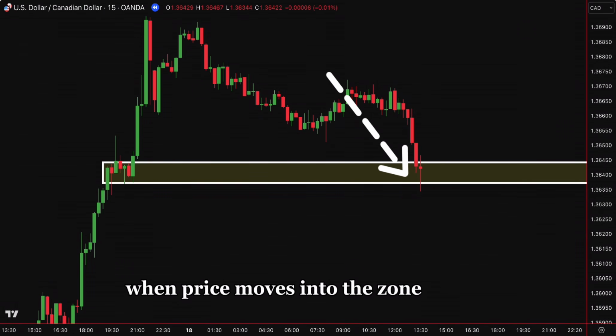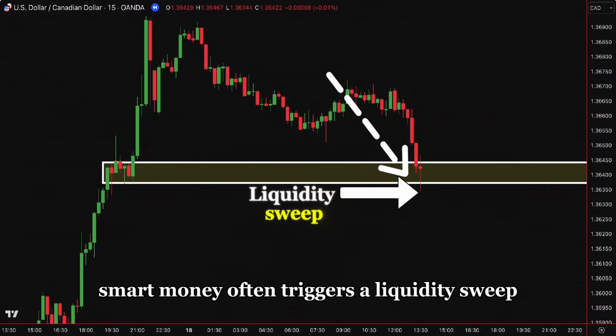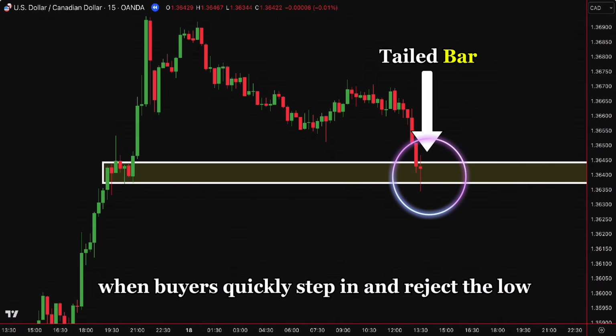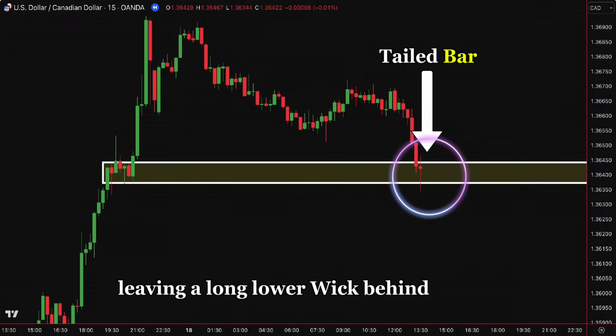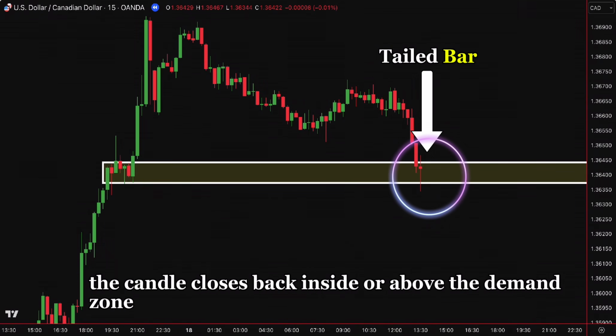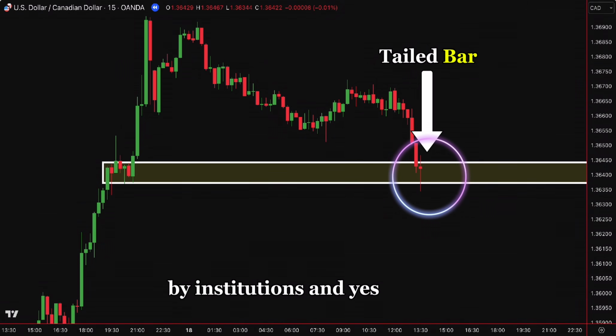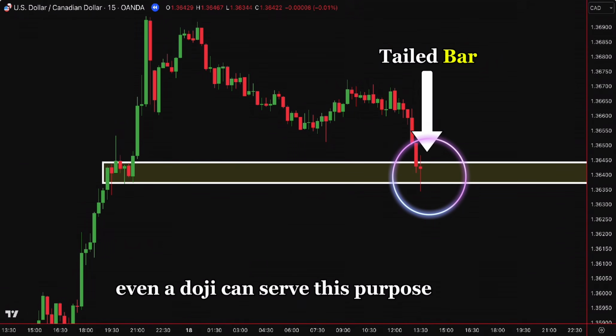When price moves into the zone or even dips slightly below it, smart money often triggers a liquidity sweep to absorb selling pressure. The tailed bar forms when buyers quickly step in and reject the low, leaving a long lower wick behind. The candle closes back inside or above the demand zone. That's the key. It tells us that the zone is still valid and respected by institutions. And yes, even a doji can serve this purpose if it has a strong tail.